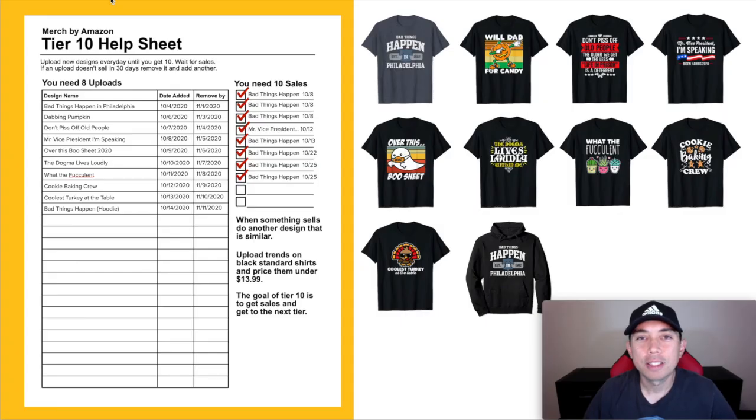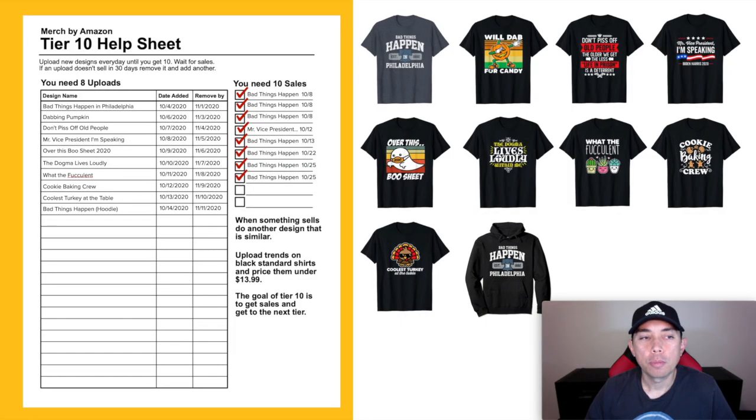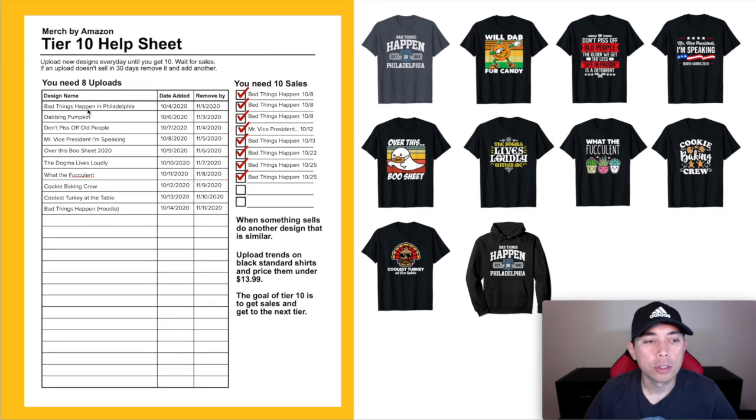So I did this tier 10 challenge here. And you may remember this sheet right here is free on my detourshirts.com site. If you don't have this already, you can go to my site. It's a free download, tier 10 help sheet, and this can help you track your sales. Get it on my site, detourshirts.com. So you can see here, I'm just using these 10 designs on Amazon to track it, to see how long it would take to sell.